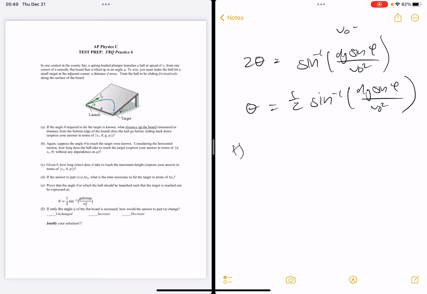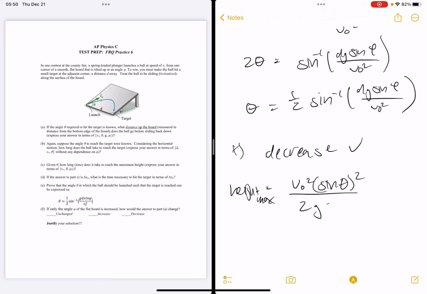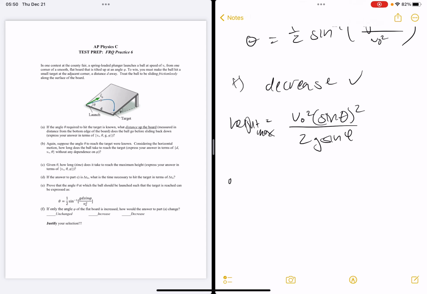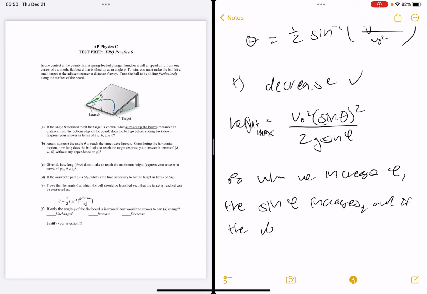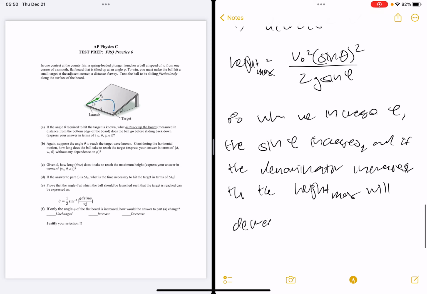Lastly, F. If the angle of the board is increased, that means that part A would decrease. Again, write it back out: Hmax equals V0 squared sine theta squared over 2g sine phi. As you see here, when we increase phi, the sine phi increases, and if the denominator increases, then the Hmax will decrease.